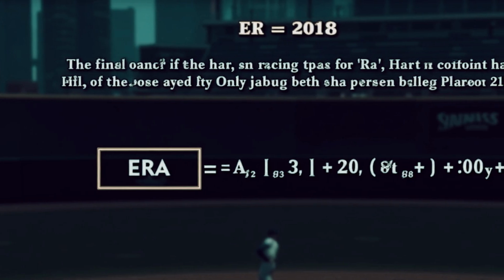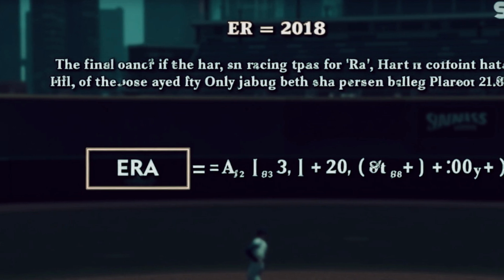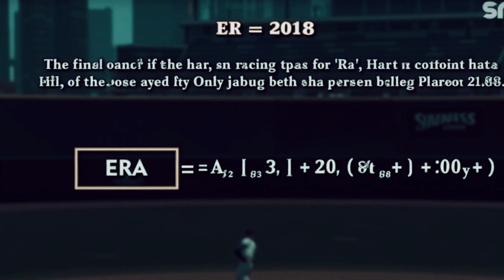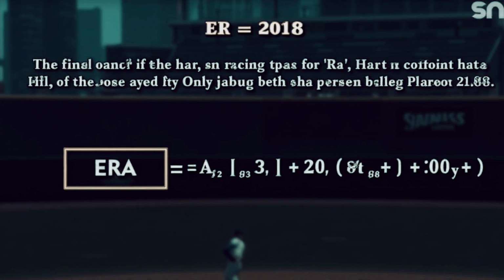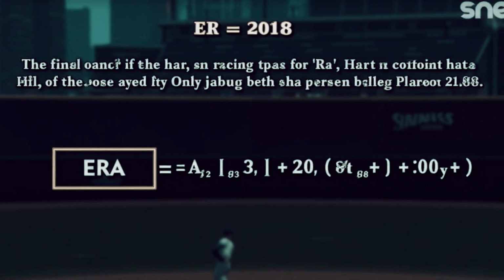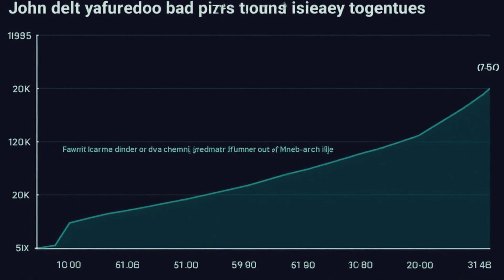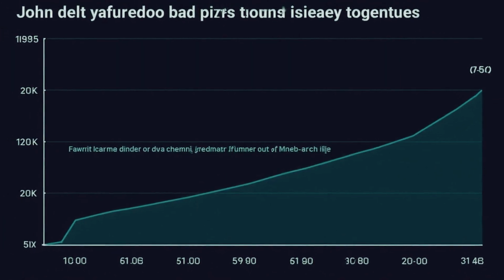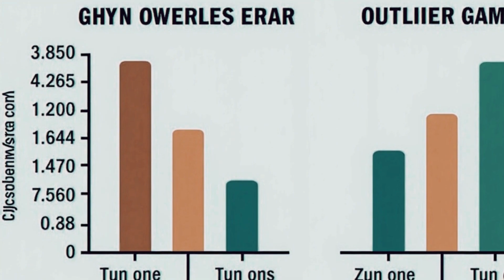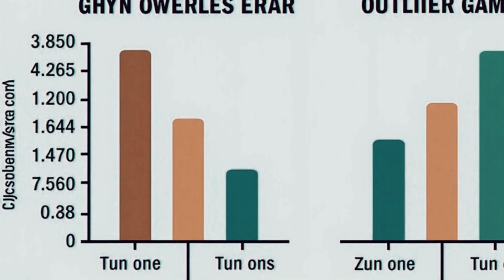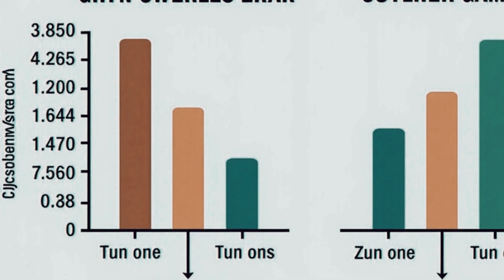Earned run average, ERA, is a statistic used to evaluate a pitcher's performance by calculating the average number of earned runs they allow per 9 innings pitched. A single poor performance, especially in a high-scoring game, can significantly increase a pitcher's ERA. The ERA calculation is sensitive to earned runs allowed, making it vulnerable to inflation from games with exceptionally high run totals.